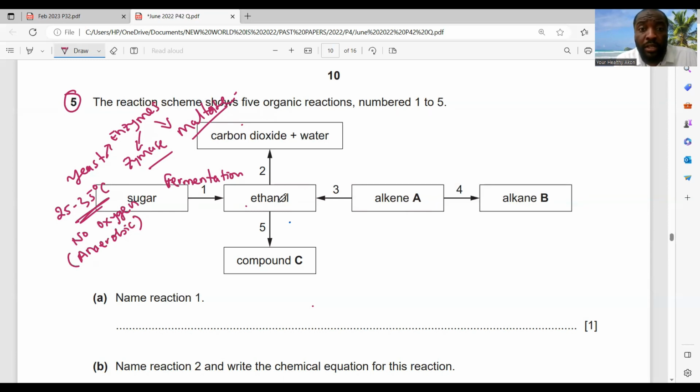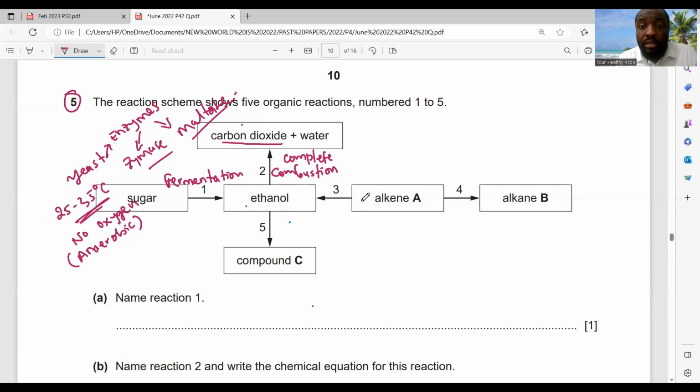Now the reaction 2 says ethanol to your carbon dioxide. If we have carbon dioxide, then this is more of a combustion reaction. And carbon dioxide shows that it is a complete combustion. You don't need to write complete, please. Just a combustion reaction, that's it. But also try to know the difference between a complete and an incomplete combustion. Incomplete will lead to the formation of what? Carbon monoxide or carbon II oxide. Is that okay?